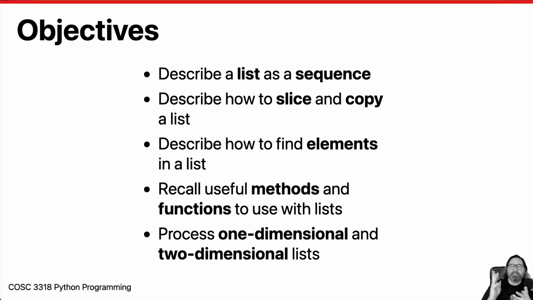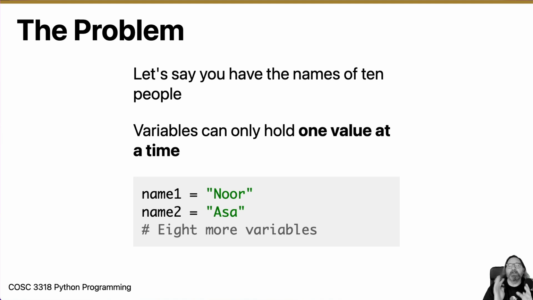So these are the objectives for this lecture. We're going to describe a list as a sequence, figure out what those things mean, describe how to slice and copy lists, describe how to find elements inside a list, recall useful methods and functions to use with lists, and how to process one-dimensional and two-dimensional lists. We've already seen the one-dimensional thing when we were doing for loops, so now we can really dive into that.